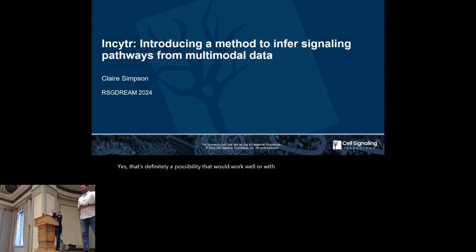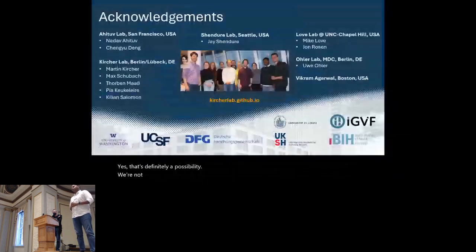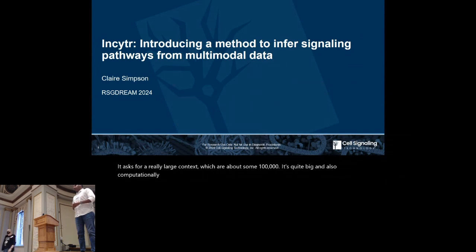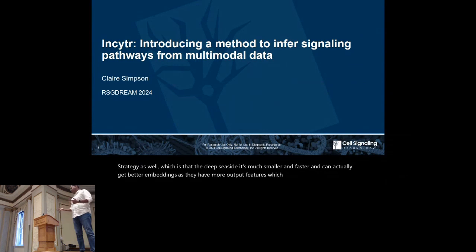With Informer, we're not sure about doing that. But first of all, Informer asks for a really large context, which is about 100,000 bases. It's quite big and also computationally intensive. And we have another model that we could actually use this strategy with as well, which is Tensorflow Psi. It's much smaller and faster, and can actually give better embeddings as it has more output features, about 21,000 epigenetic profiles compared to 5,000 in the case of Informer. But that's TBD.